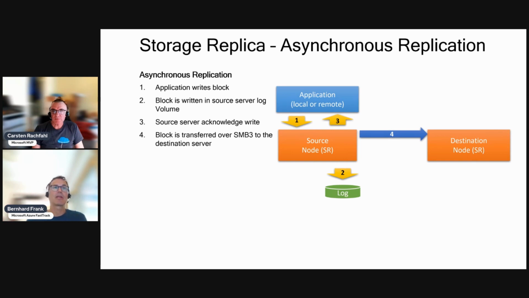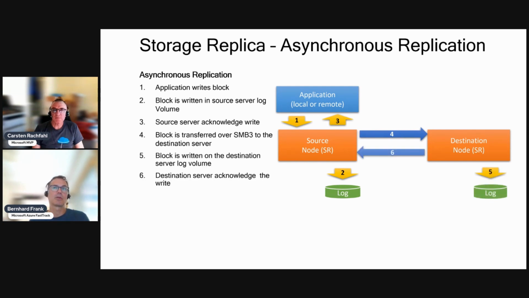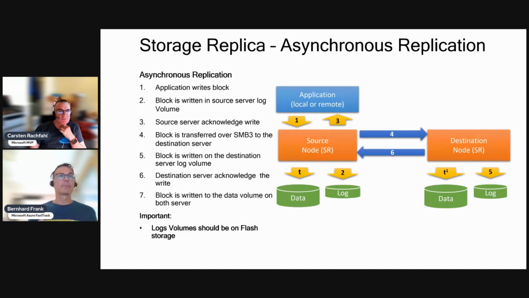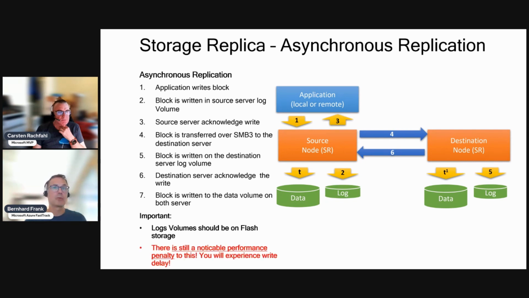Then we replicate over the block using SMB to the other site, and then we will write into the log file again, and then the acknowledgement comes back, and then at some time later, the block is written to the data volume on both sides, right? However, I mean, that seems to be faster, right? Still, for the log volume, it is important.